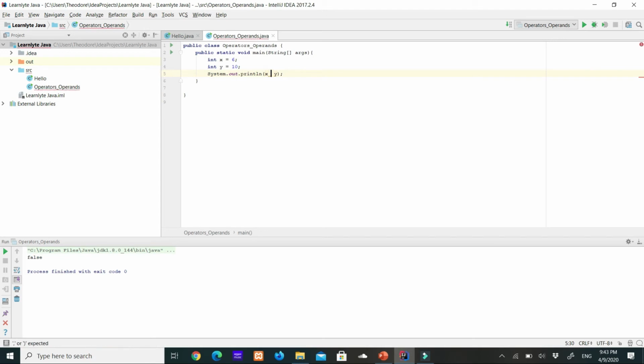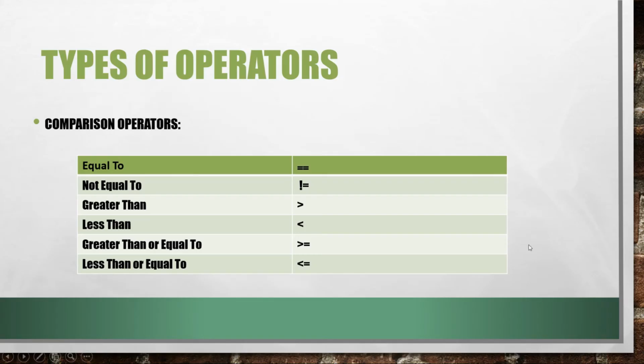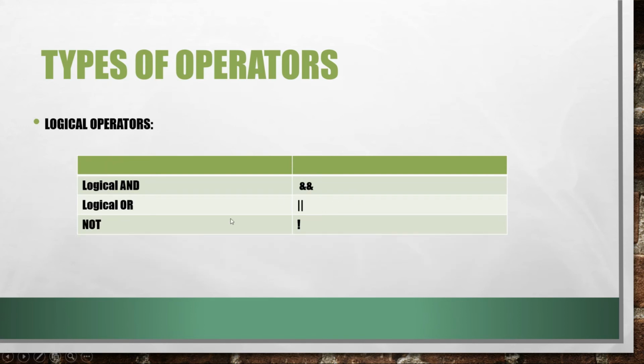And then we're going to say, is x not equal to y. So an exclamation point followed by the equal sign is saying not equal to, which is true because 6 does not equal 10. So we should get a true value down here, and we do get a true value. So as you can see, that's an example of comparison operators that allow us to compare one or more values or variables.